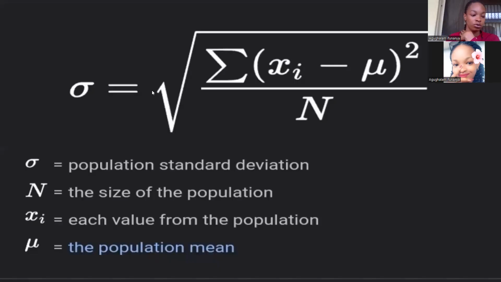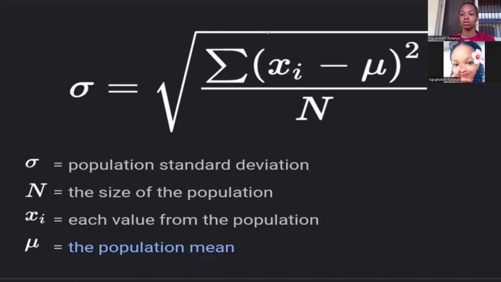Okay, so this is the formula for standard deviation. This is to calculate the population standard deviation. It is the summation of each value from the population minus the population mean, all squared, all over the size of the population, and then you take the square root.